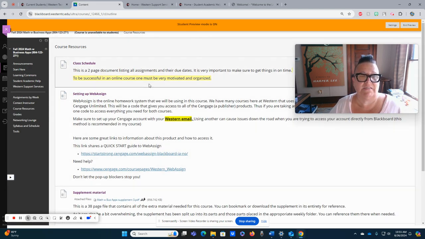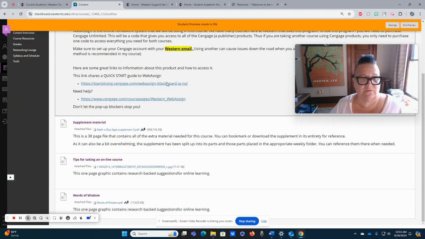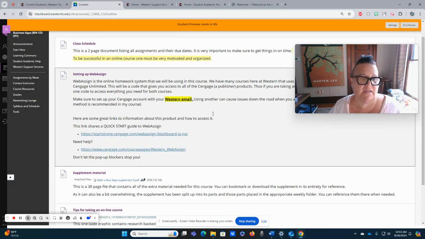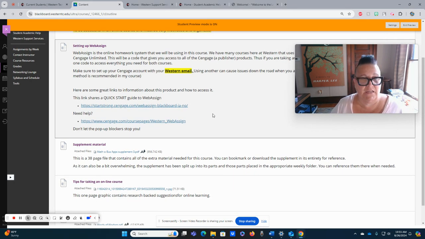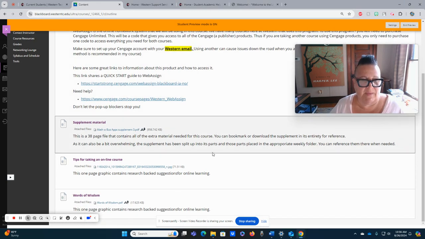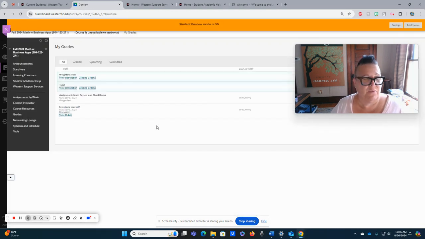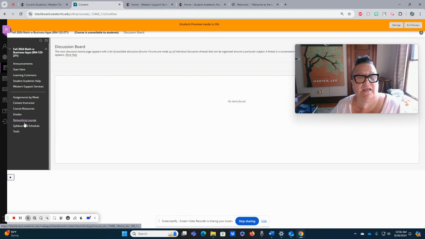Course resources are just some of the resources for the course. The schedule, the syllabus, how to set up the WebAssign is there again. Redundancy is important. The supplement has some tips and words of wisdom, no big deal. Then we've got the course gradebook. We've only got a couple of things in there at the moment. That's okay, that'll come. I've got something called the networking lounge. It's just what I'm calling the discussion board area.